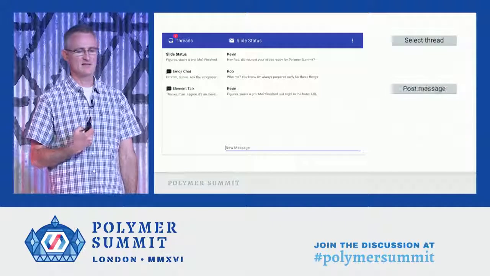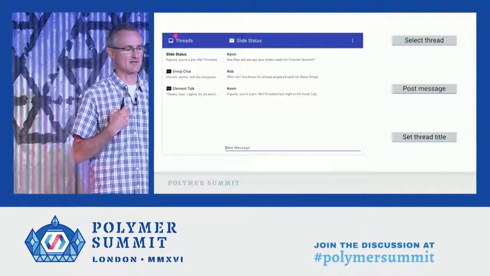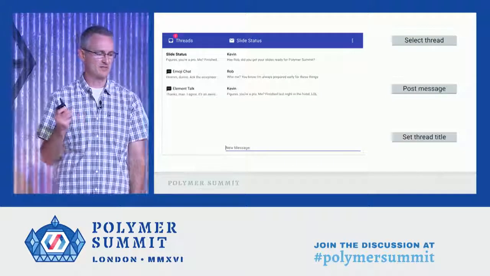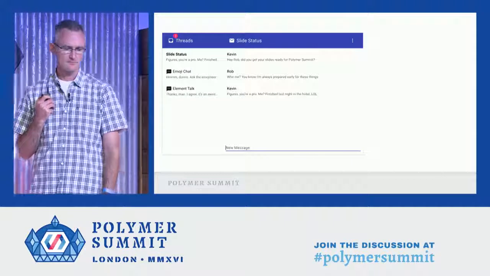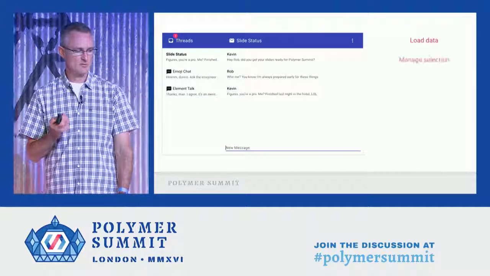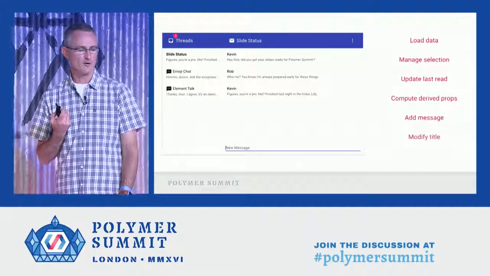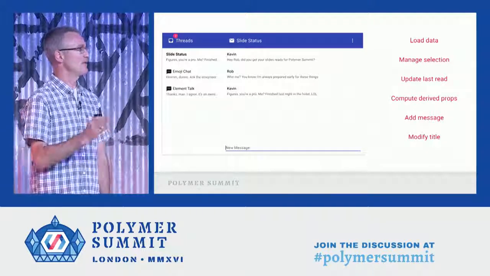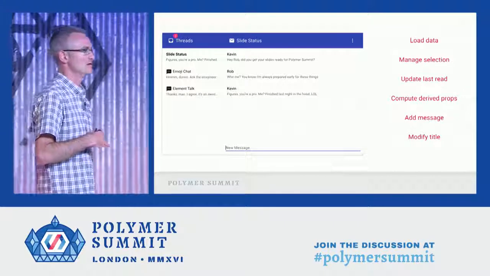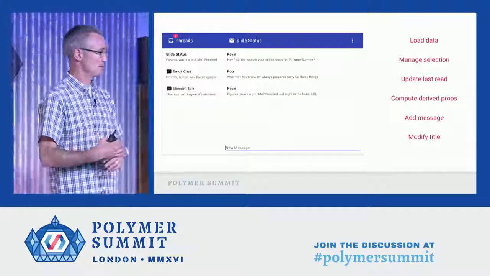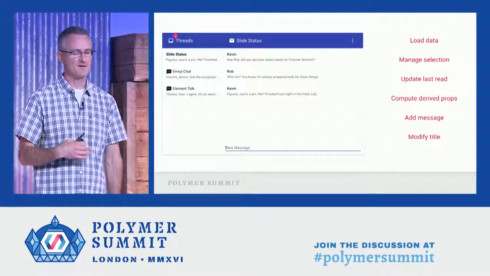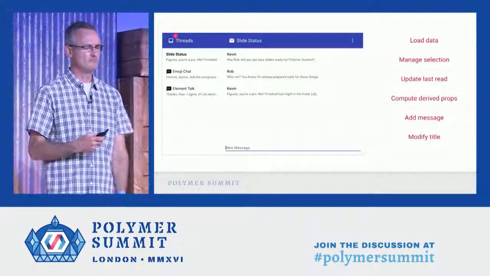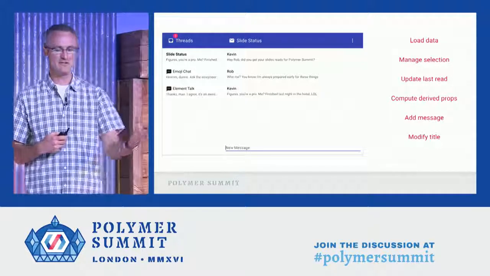So in addition to the data, we also need to think about what actions the user can take. In this case, as we discussed, it's very simple. They can select a thread, post a message, or set a thread title. But there's a related piece, and that's basically the set of mutations we might make to our application's model as a result of events that are either driven by the user or by the application itself. And this is really the meat of the things that we need to consider when deciding how to structure our app.